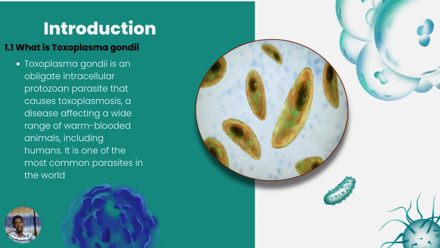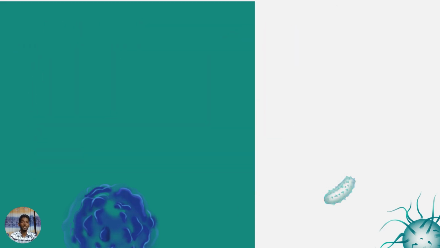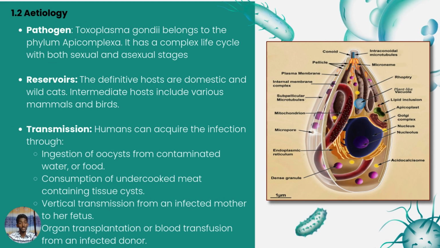So first of all, what exactly is Toxoplasma gondii? Toxoplasma gondii is an intracellular parasite that causes a disease called toxoplasmosis, and it mainly affects warm-blooded mammals, especially humans. Now, moving on into its etiology.